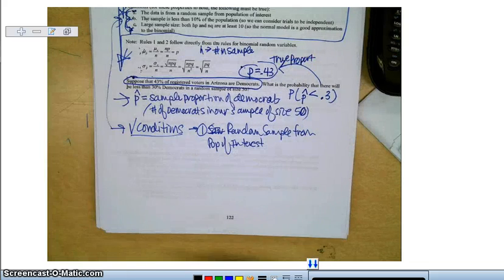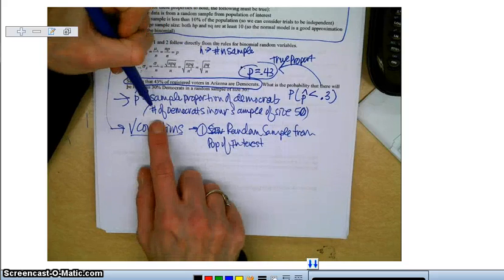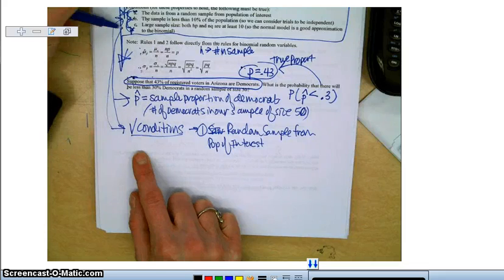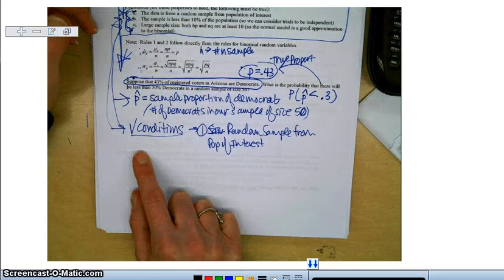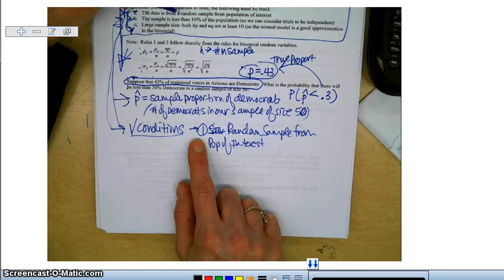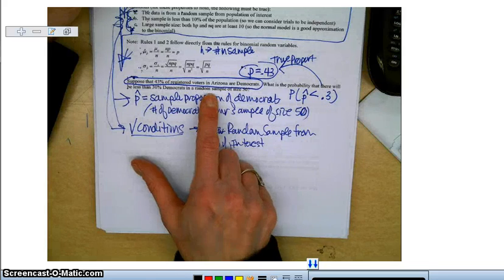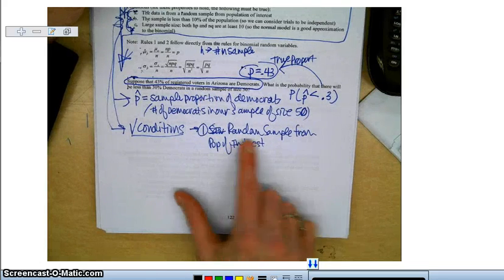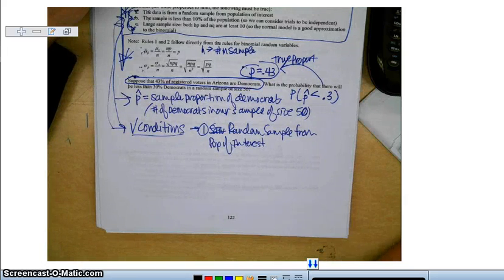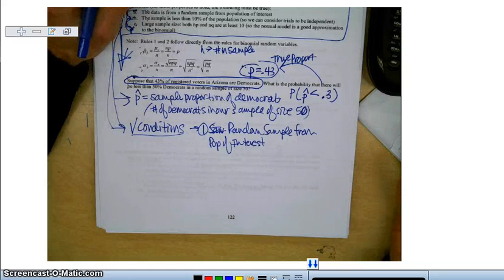So we define P hat as the sample proportion of Democrats, in other words, the number of Democrats in our sample of size 50. We must always check our conditions before we proceed any further. So we're checking to see, is it from a random sample of a population of interest? Well, yes, it is a random sample. You don't need to write a paragraph. If they don't say random sample, say we assume it's a random sample. That's what you do.